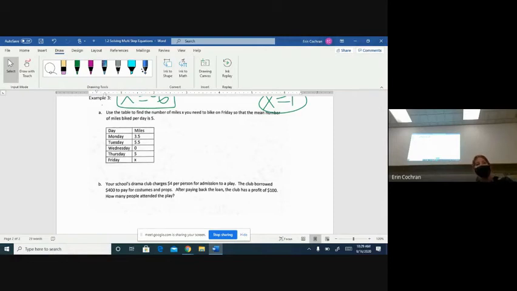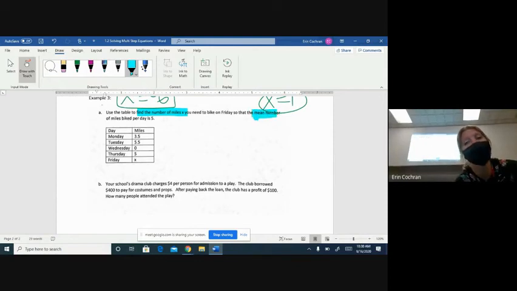Use the table to find the number of miles x. So what are we trying to find? Miles of x. So find the number of miles x, okay? That's what we're trying to find. You will need to bike on Friday so that the mean number of miles biked per day is 5. Mean. What does mean mean? The average, right? The average. And do we know how to find the average of something?